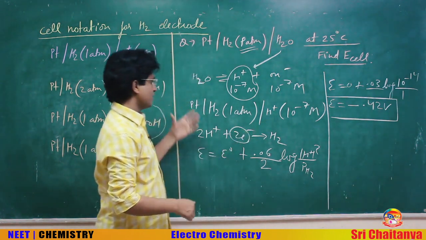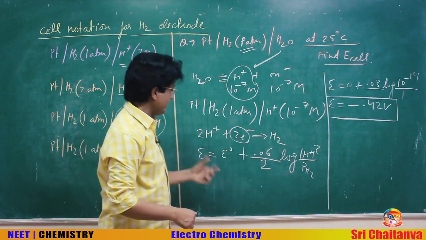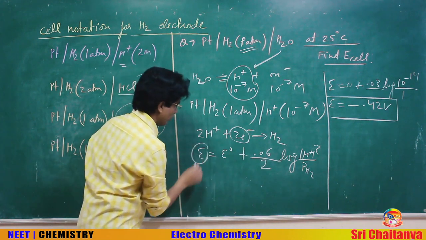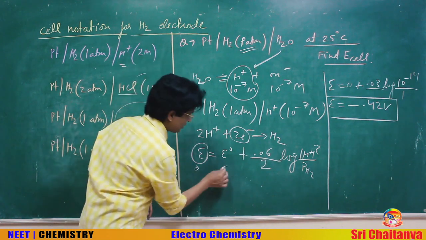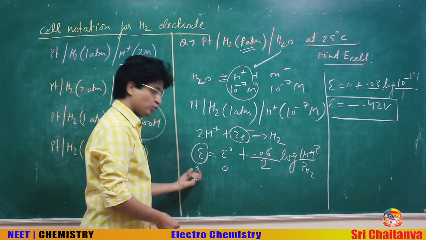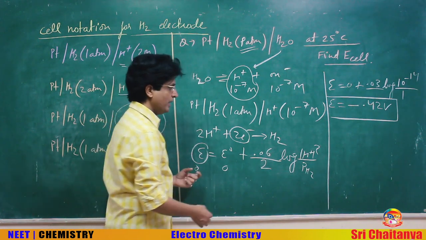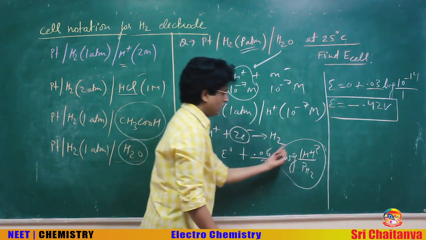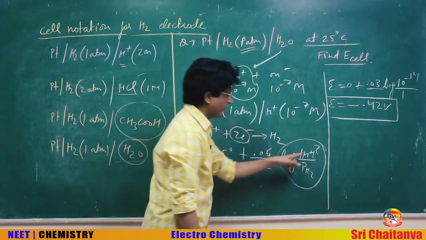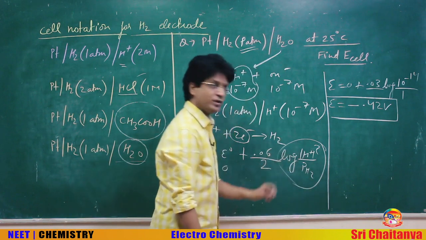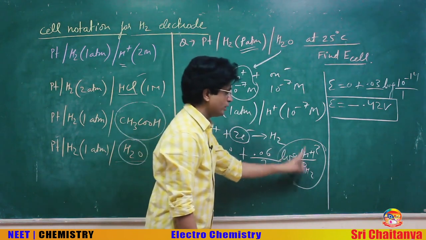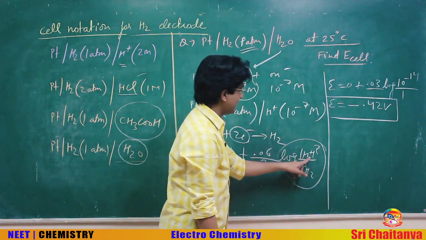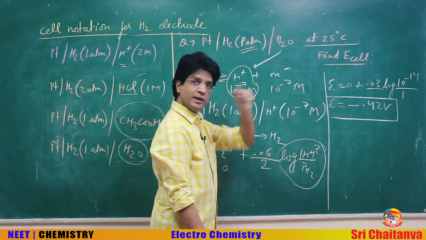When I say the cell will behave like SHE, I mean that now this E should also be 0. This is already 0. I want this to be 0. This is only possible if this log term is 0, and log of something will be 0 only if H+ square upon partial pressure of hydrogen is 1. This ratio is 1. I know that H+ ion is 10 to the power minus 7.